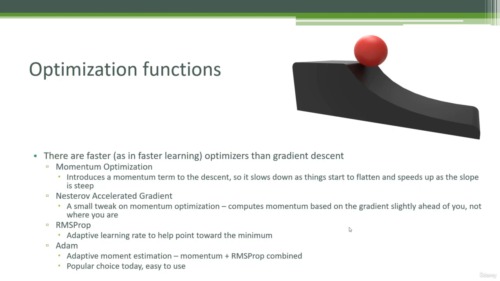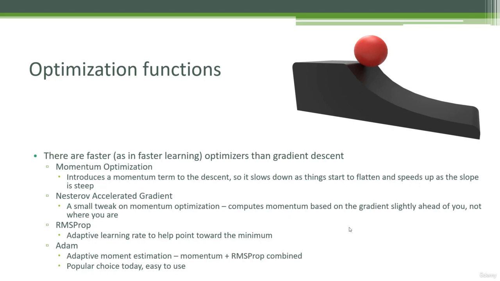There's also something called RMS prop, which is just using an adaptive learning rate. That, again, helps point you in the right direction toward the minimum. If you remember back to how gradient descent works, it's not always obvious which direction you're going to be heading in given a change in parameters. So RMS prop is just a more sophisticated way of trying to figure out the right direction.